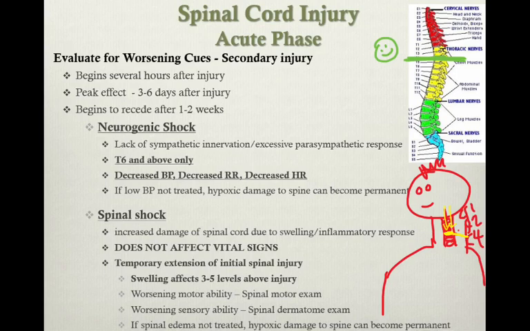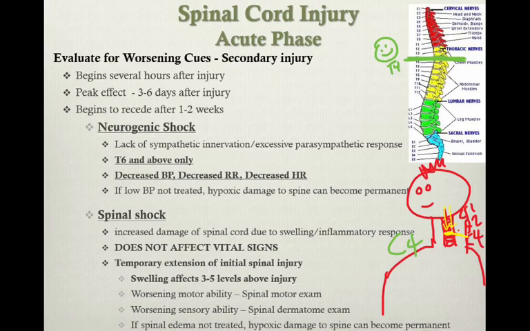Neurogenic shock itself is a problem T6 and above only. So this little man with a T4 injury would definitely be at risk for neurogenic shock. Not every patient. This guy at the bottom here, he's C4 because we drew him so beautifully. He's a C4 injury. The guy at the top there, he's a T4 injury. Both of these patients are at risk for neurogenic shock, which is an actual change in your blood pressure. It is a distributive shock.